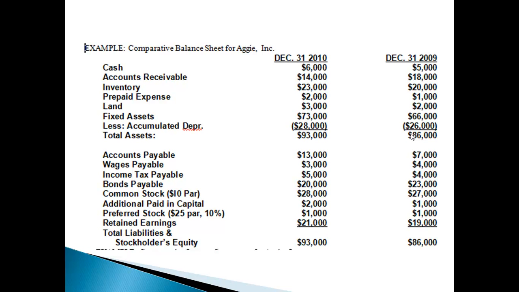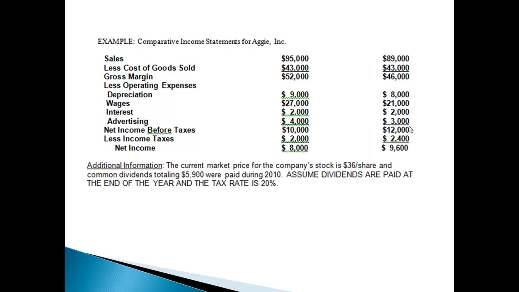It looks like this. We'll have a comparative balance sheet for Aggie Inc. You see an asset section and then a liabilities and equities section for the balance sheet. And we've got 2 years, 2009, 2010. Then we also have comparative income statements, again 2009 in the far column and then 2010. And then we have some additional information.